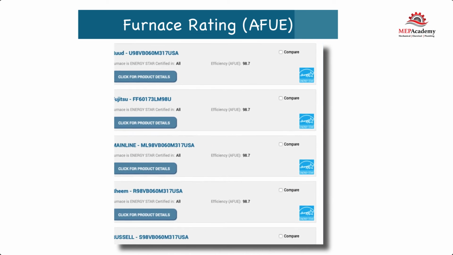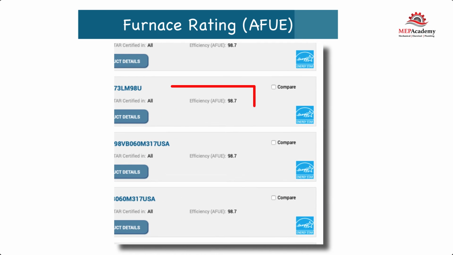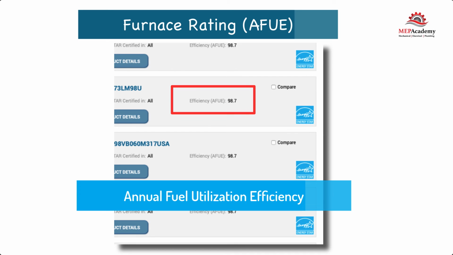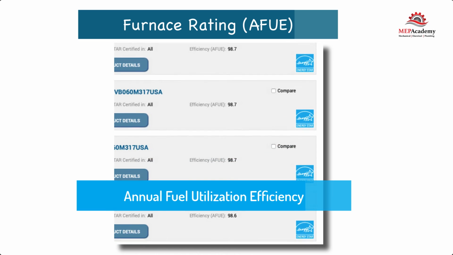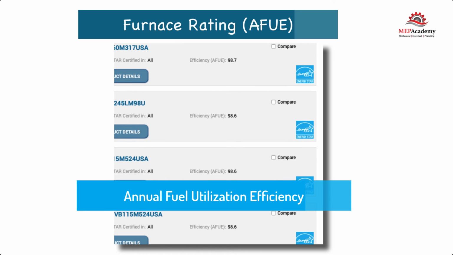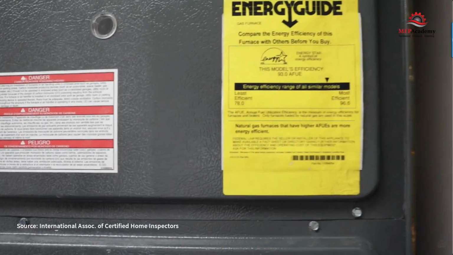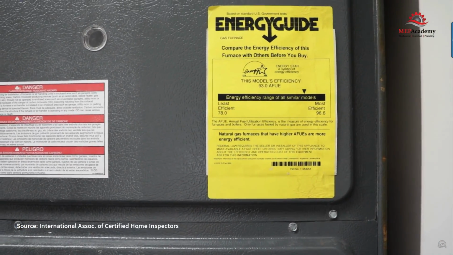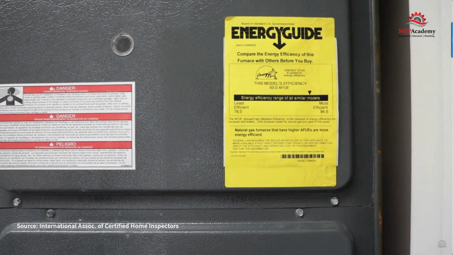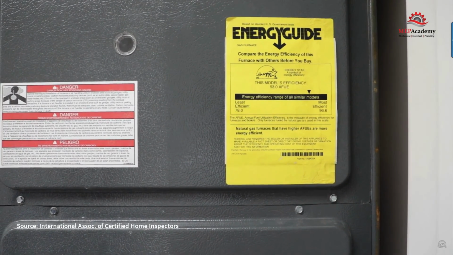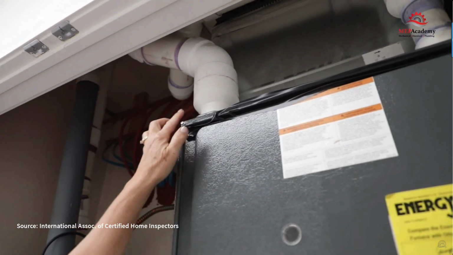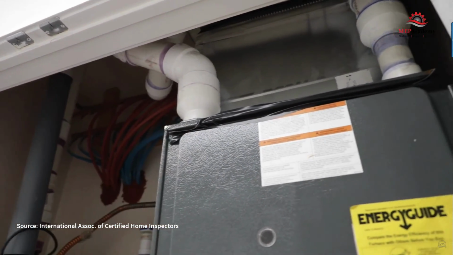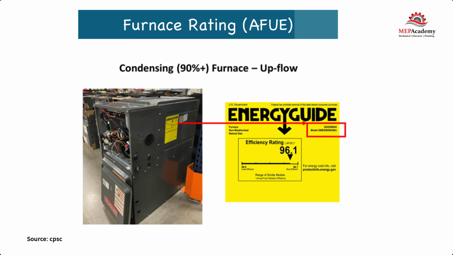Furnace rating, AFUE rating. The annual fuel utilization efficiency, AFUE, indicates a furnace's efficiency. The higher the value, the greater the efficiency. You can find the efficiency listed on the front of the furnace as it's required by the Federal Trade Commission to be posted. The efficiency is given as a percentage, indicating how efficient the furnace is in converting the energy from fuel into useful heat on an annual basis.